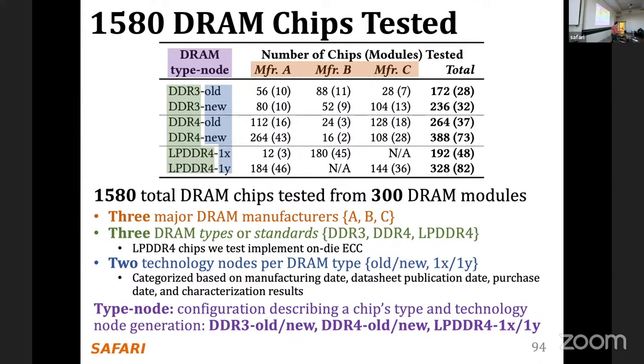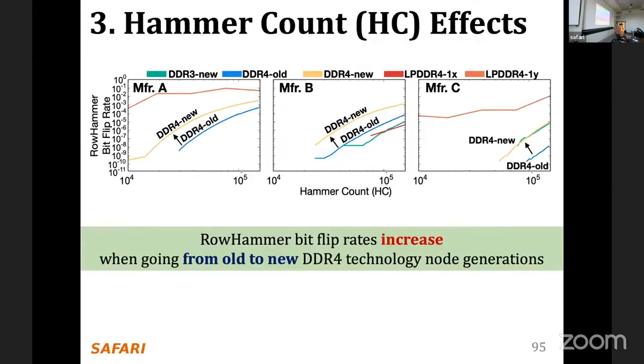But basically, we did a huge scaling study of lots of chips, different standards, as you can see. And we found essentially the same thing across all of the chips. The problem is getting much worse. For example, this picture shows the RowHammer bit flip rate. This is the hammer count on the x-axis, and this is the RowHammer bit flip rate. And these are chips that belong to different generations. So you can see that going lower is worse.